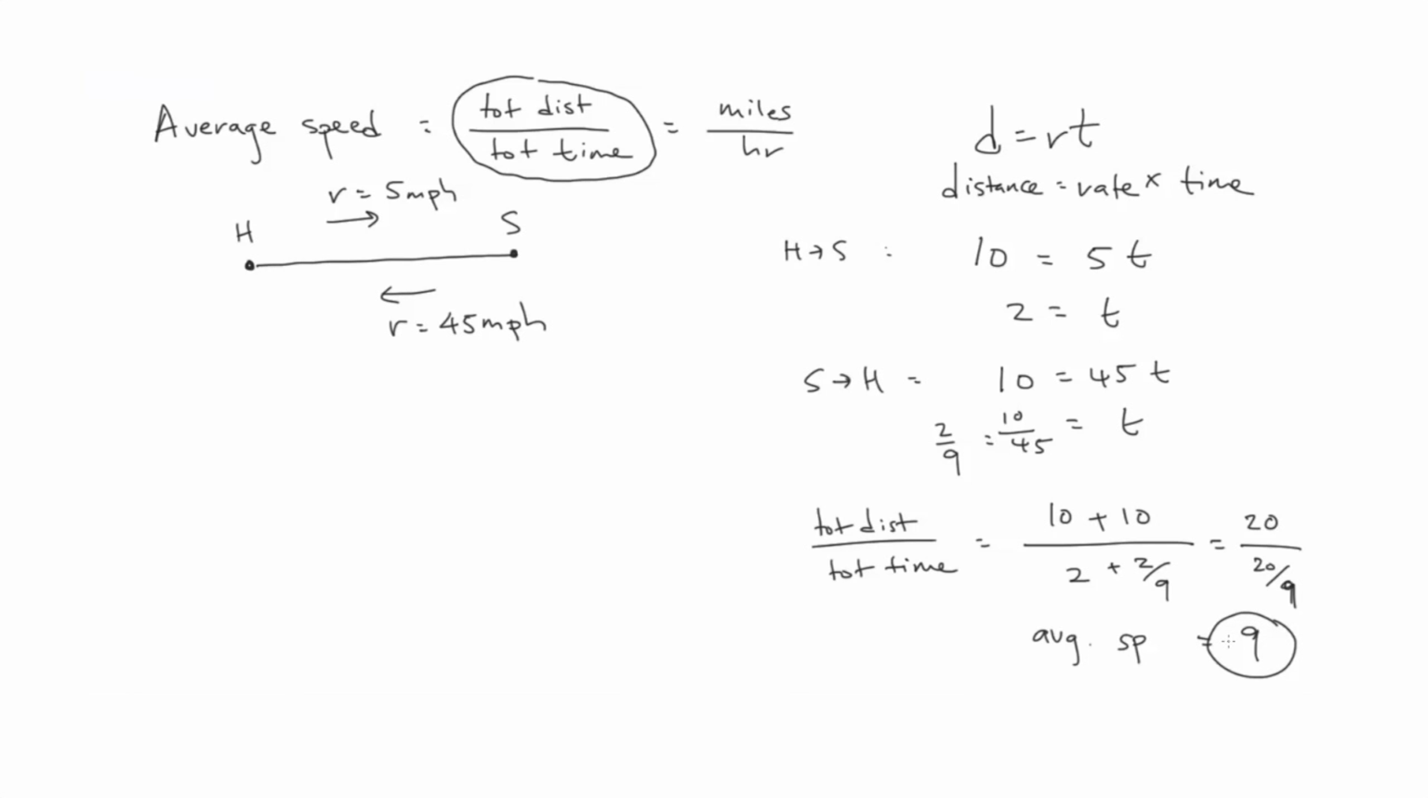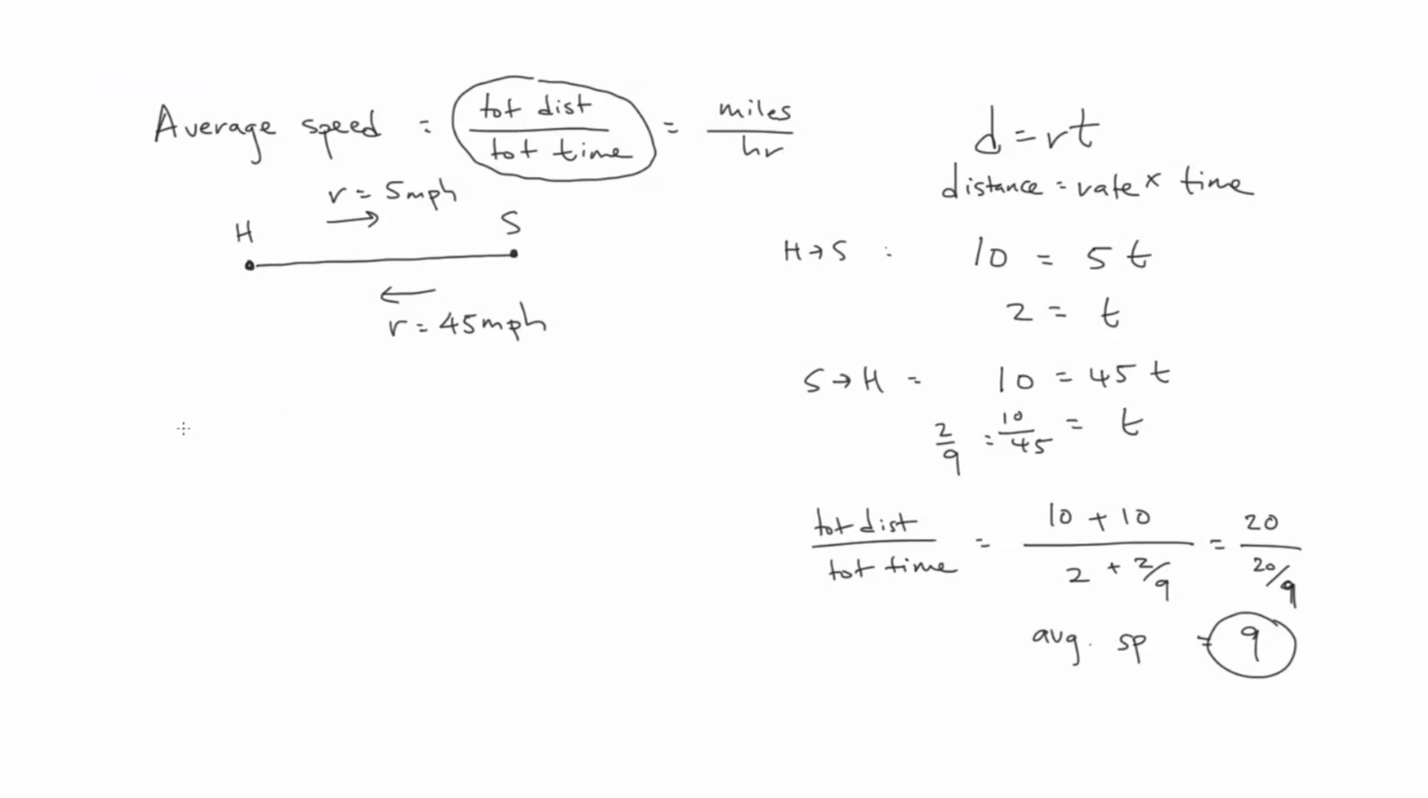Now we have to think and see if that makes sense. We definitely want an average speed somewhere between 5 and 45, but why is it so close to 5, and does that make sense? Well, it should, because a lot more of the time was spent walking at a rate of 5 miles per hour than coming back home at a faster rate of 45 miles per hour. So we definitely want to have the average speed leaning toward the slower rate.